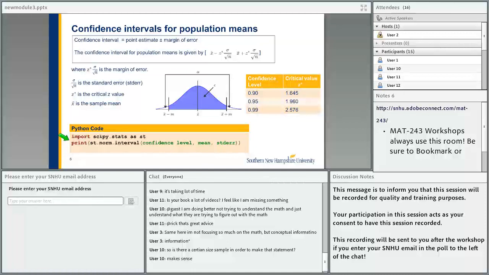So what's the Python code? We import scipy.stats as st. So scipy.stats is a Python module that you're going to import, and we're going to import it as st. So wherever we need to use it, we will replace it with st. Then we do print st.norm.interval, and the function takes three values: the confidence level, the mean, and the standard error. The standard error is nothing but sigma over square root of n. So if you can compute sigma over square root of n and then plug in the values, this function will give you the confidence interval.